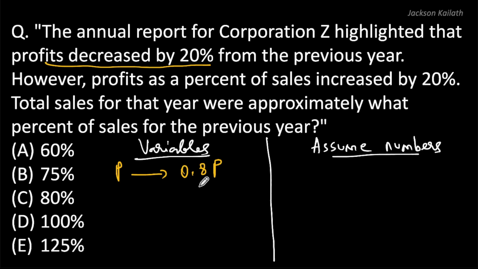So how did you get this? This is nothing but P minus 20% of P, or P minus 0.2P, which is the same as 0.8P. So the profit changed from P to 0.8P. And over here it's also mentioned that the profit as a percentage of sales increased by 20%. So we can say that P by S increased by 20%, or it became 1.2 times P by S. Now how do you get this 1.2 times P by S? It's nothing but P by S plus 20% of P by S, which is P by S plus 0.2 P by S, which is equal to 1.2 P by S.